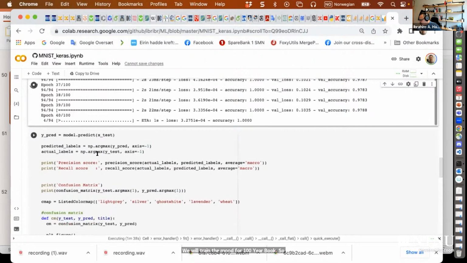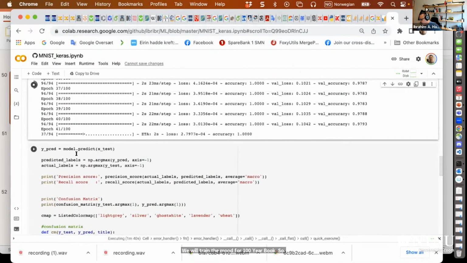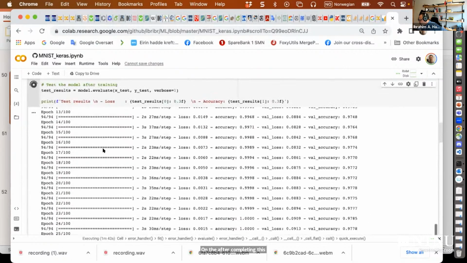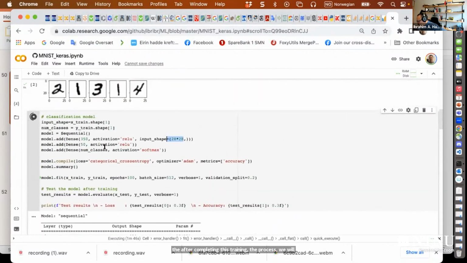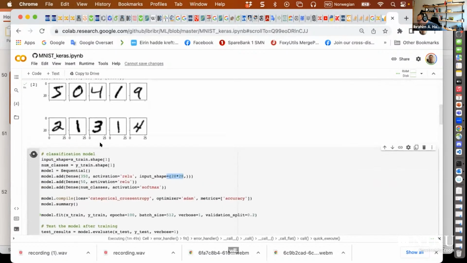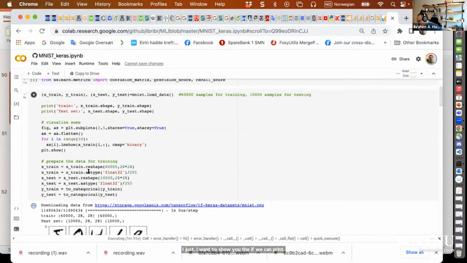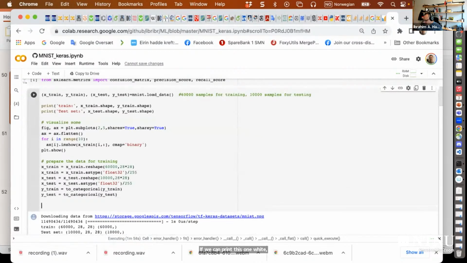After completing this training process, we will calculate Y predict for the X test. I want to show you if we can print this one, Y test. Maybe just from 0 to, I don't know, maybe it's like this one, could be. I hope it will work. So you can just see the one-hot encoding.